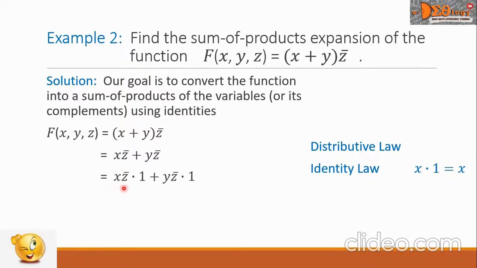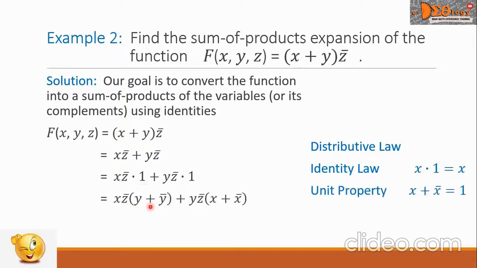That's why, for the first product, we're going to introduce an expression to replace the number 1, and the expression contains the y variable. So we have y plus y bar. In the second product, since there is no x variable, we're going to replace this number 1 by an expression with the x variable, and that is x plus x bar. We get this idea from the unit property that says x plus x bar equals 1.